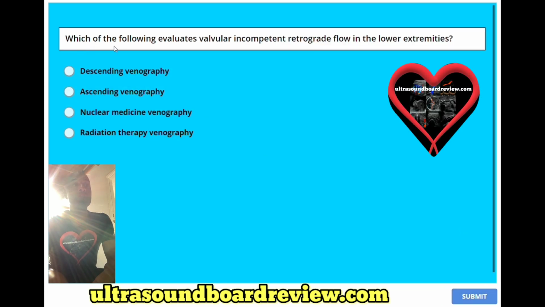Question 26. Which of the following evaluates valvular incompetent retrograde flow in the lower extremities? A, descending venography, B, ascending venography, C, nuclear medicine venography, or D, radiation therapy venography? The answer is A, descending venography.